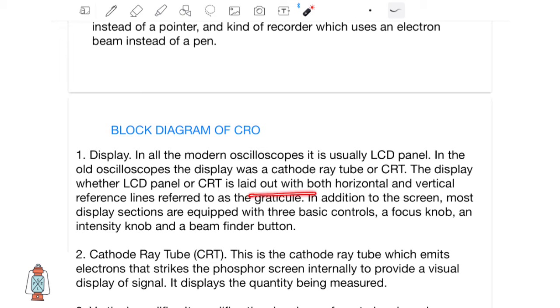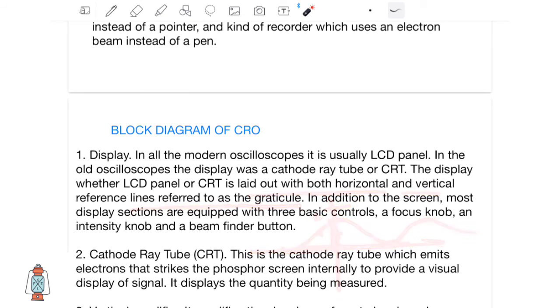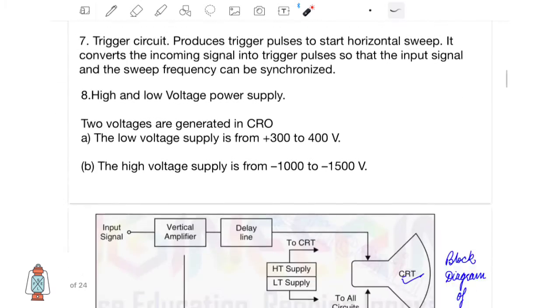Display is laid out with horizontal and vertical reference lines referred to as graticule. There are lines on the screen like 1, 2, 3, है ना? So that when you reproduce a wave, you can measure what is the voltage, है ना? What is the time period of the wave. So small divisions are there, both horizontal and vertical. ठीक है? So this is your display.